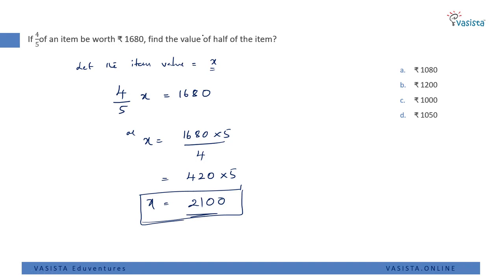But what do we need to find out? We need to find out the value of half of the item. So half of the item, which is nothing but multiplying with 1 by 2, that is 2100 into 1 by 2, which is going to be 1050. Option D is the right one.